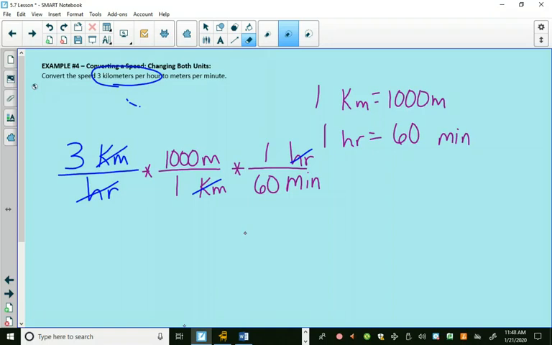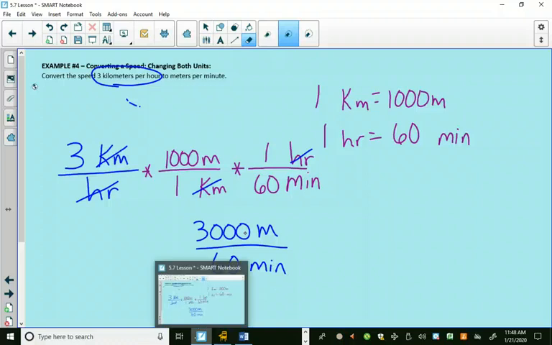3 times 1,000 is 3,000. 3,000 times 1 is 3,000. So I have 3,000 meters per, well, the number in front of hour is just 1, so 1 times 1 is 1, times 60 is 60. So I have 60, and the unit is minutes. So I have 3,000 meters per minute.